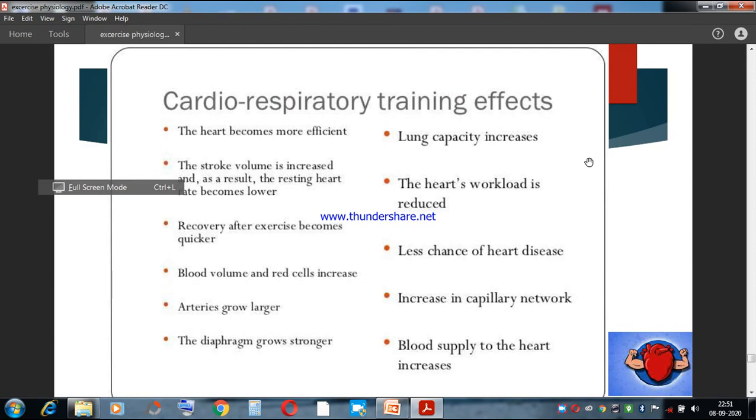More dormant capillary networks open up, so blood supply to the heart increases. With more dormant capillaries opening up, there will be more supply to the heart. So there is less chance of heart disease, no question of ischemia and so on. These are the cardiorespiratory training effects.